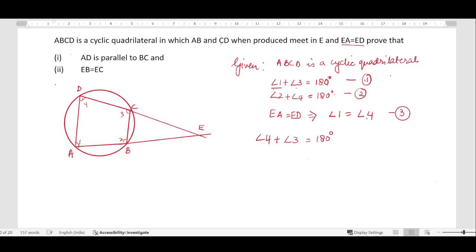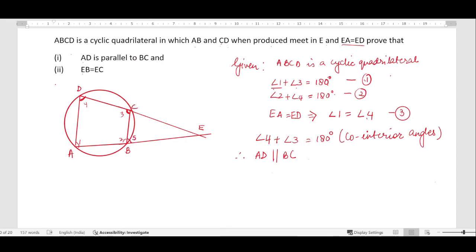अब ये दोनों angles co-interior angles हैं. If the sum of the co-interior angles is equal to 180 degrees, or we say that they are supplementary angles, then the two lines are parallel. Therefore, AD is parallel to BC. These two angles are co-interior angles. Now we have to prove that EB is equal to EC.